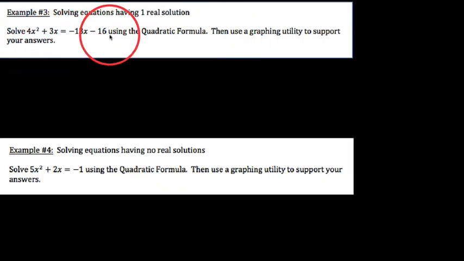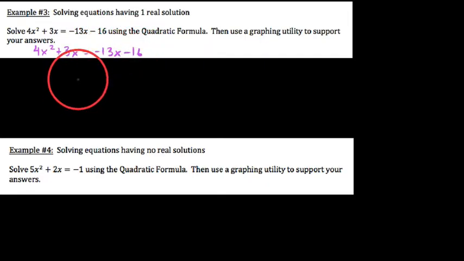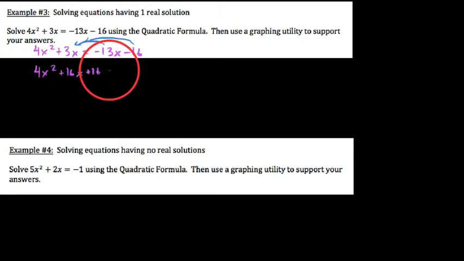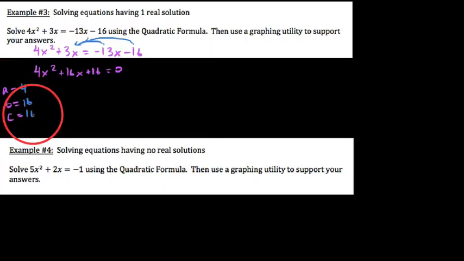So we'll solve this first quadratic equation using the quadratic formula, which means that the first thing we're going to need to do before we do anything else, with this 4x squared plus 3x is equal to negative 13x minus 16, is set this equal to 0. So I'm going to bring this negative 13x back over here and this negative 16 over here, which would make this 4x squared plus 16x plus 16. This would be equal to 0. So let's go ahead and start by identifying what our a, b, and c are in this situation. We would say that we have 4, 16, and 16.